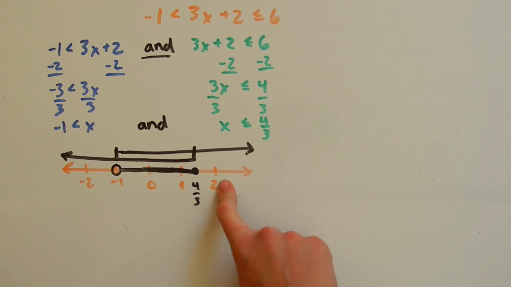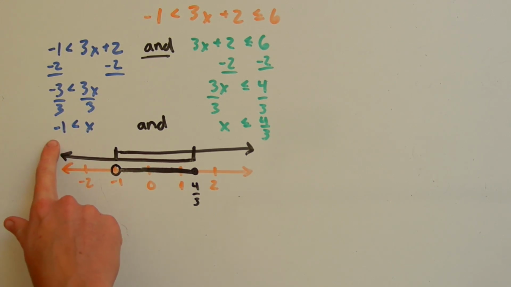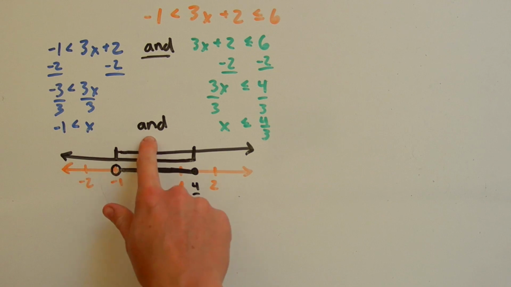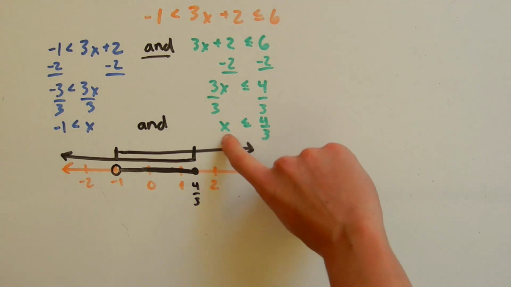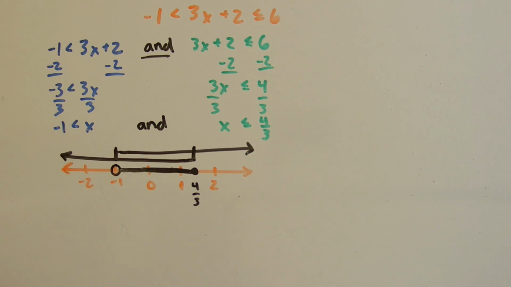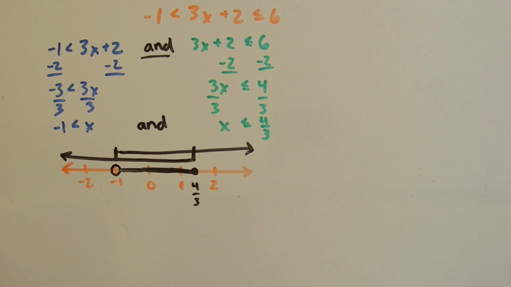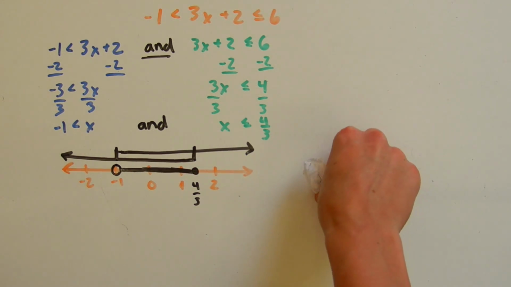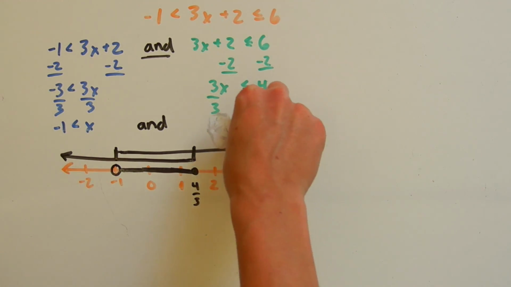Let's try a point positive 2. 2 holds true for this because negative 1 is less than 2, but it does not hold true for being less than or equal to 4/3. 2 is not less than or equal to 4/3, therefore that number would not work at all. Remember, both inequalities must be true when joined with and. That's why we only shade in the overlapping section. Whereas with an or, regardless of whether it overlaps or not, you shade in everything that represents both.